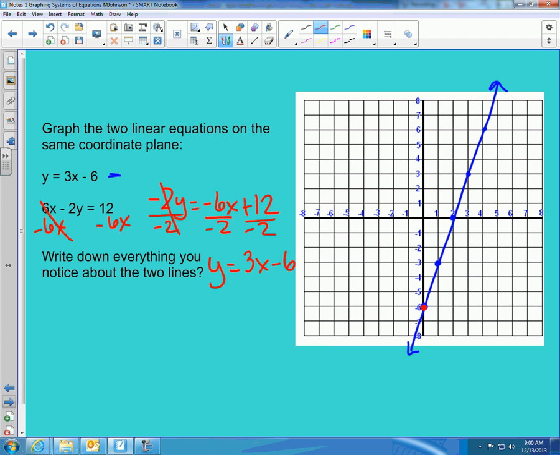We have our -6 intercept point, up 3 over 1, up 3 over 1, up 3 over 1, and we have now graphed our second line. Take a look at that. Think about, well, how do those interact? What do you notice about the equations? And we'll chat about those.